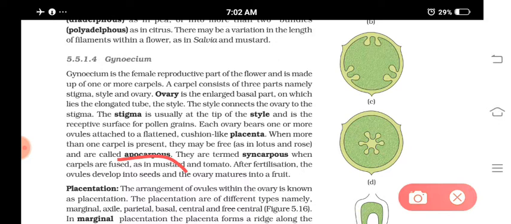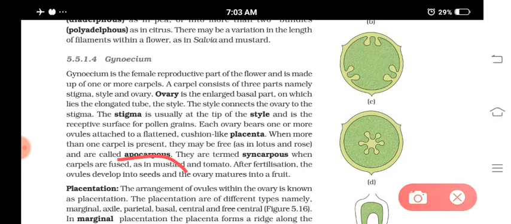Example is what? Mustard, tomato, isn't it? So like this, after fertilization, the ovules develop into seeds and the ovary matures into fruit. In a lady's finger, even though we commonly say it is a vegetable, what we use as the vegetable is actually the fruit of the plant, isn't it? And if you cut it, you can see that many seeds are attached to it.